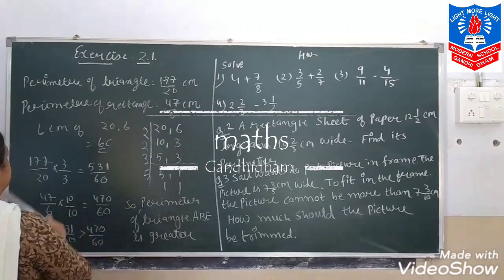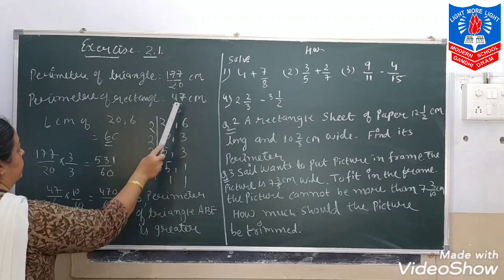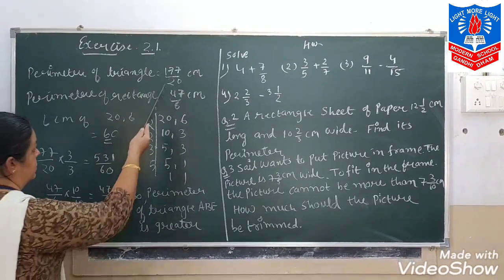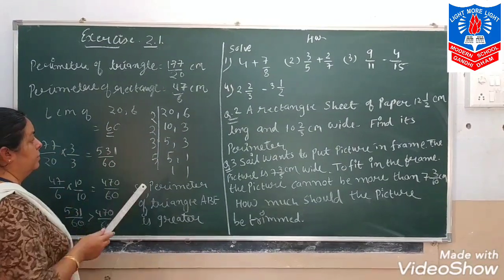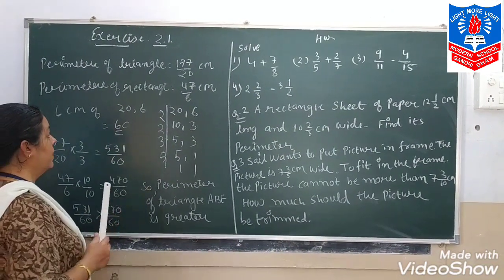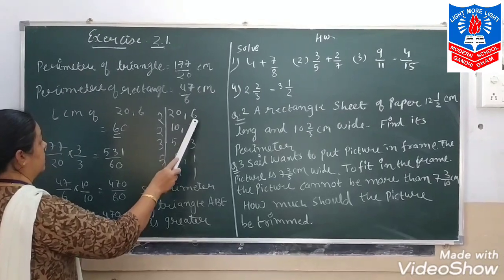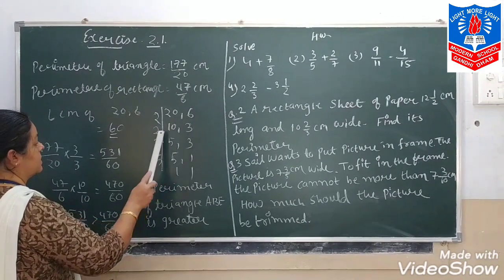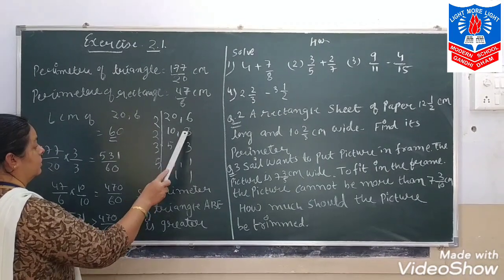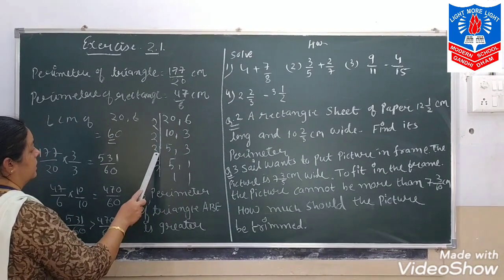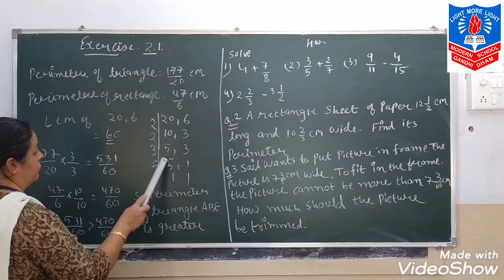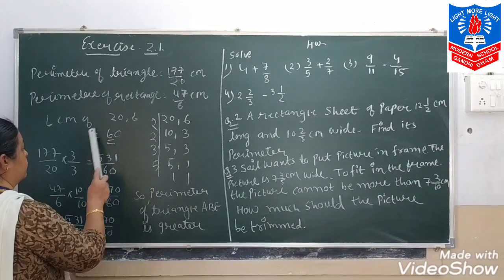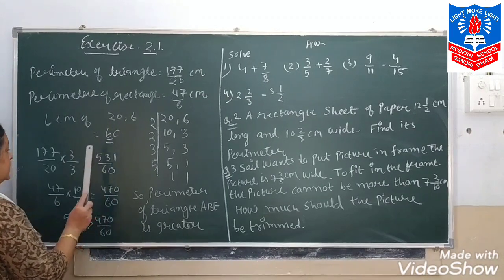177 upon 20 centimeter. Perimeter of rectangle 47 upon 6 centimeter. So here the denominators and numerators are both different. So we first find the LCM of 20 and 6. 2 tens are 20, 2 threes are 6, 2 fives are 10, 3 threes are 3, 5 ones are 5. So the LCM of 20 and 6 is 60.